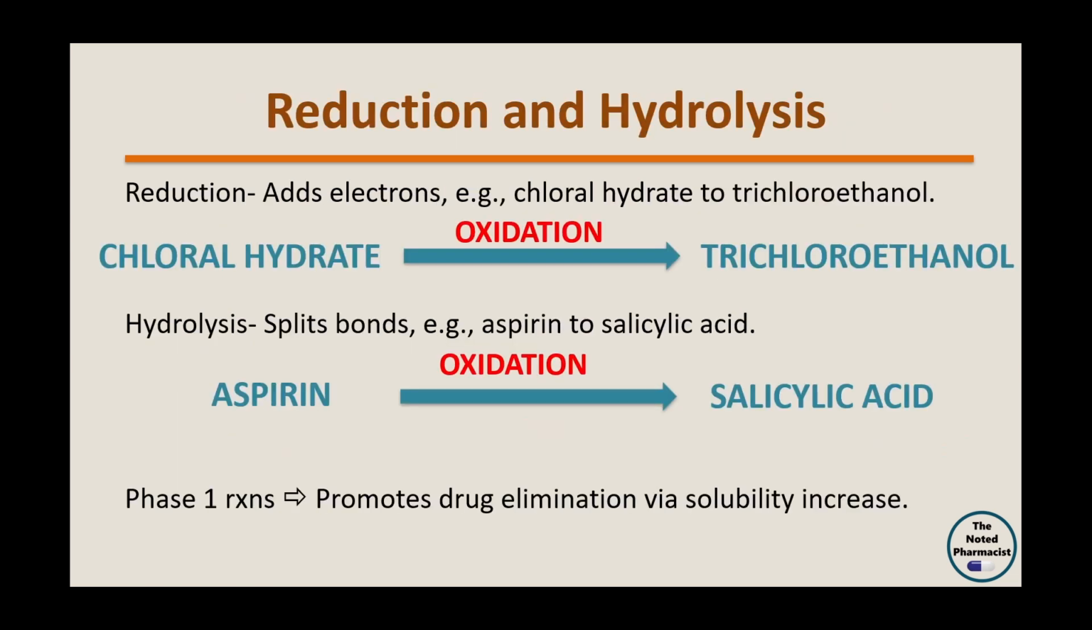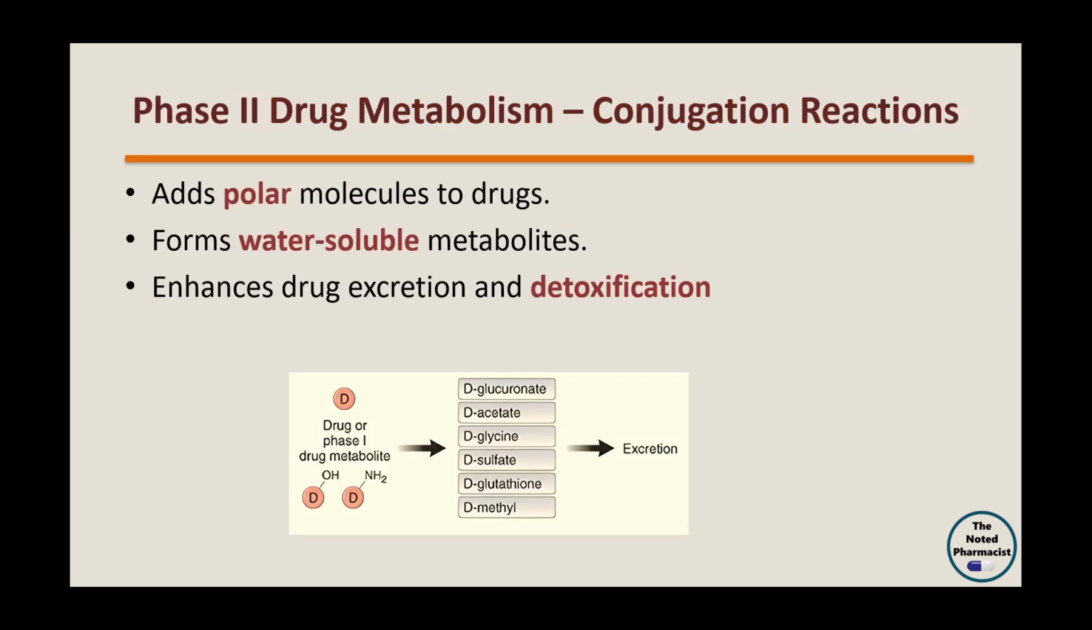The other two major reactions in phase 1 of drug metabolism are reduction and hydrolysis, which also modify drug molecules to make them more water-soluble and easier to eliminate. Reduction adds electrons to drug compounds, as seen when chloral hydrate converts to trichloroethanol. Hydrolysis, on the other hand, breaks ester or amide bonds, like when esterases split aspirin into salicylic acid, facilitating the drug's removal from the body. In general, these reactions increase solubility of the drug, thus enhancing elimination.